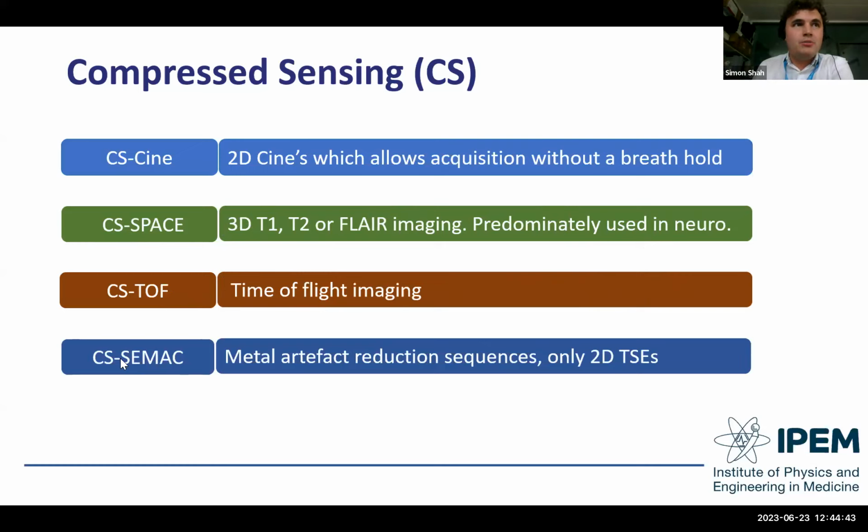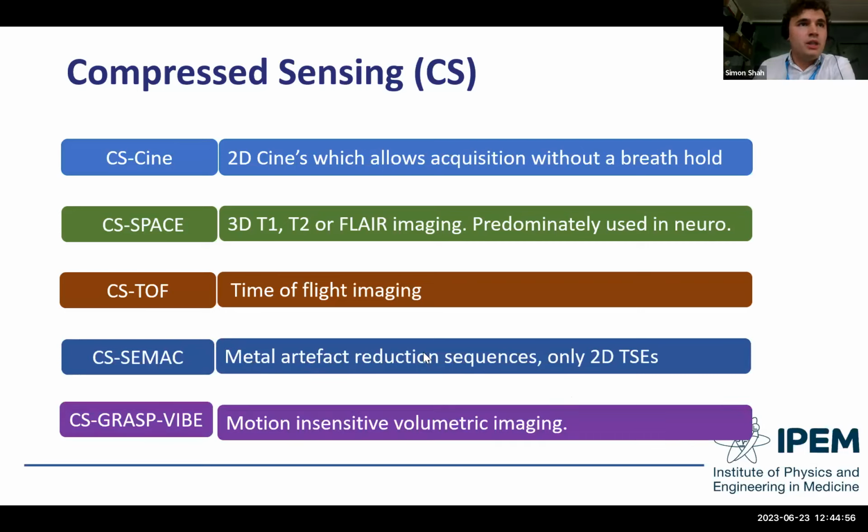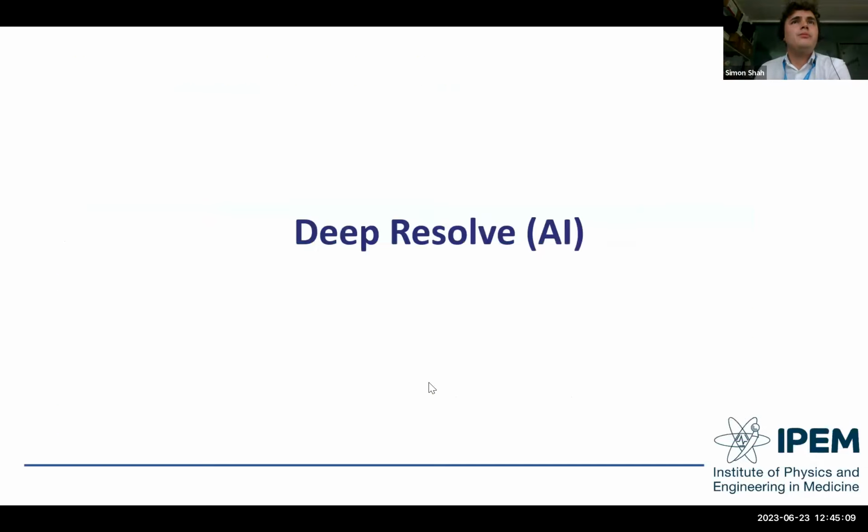Separately, we have compressed sensing for CMAQ, for metal artifact reduction sequences. These might be beneficial for sites doing lots of MSK metal work, where CMAQ is inherently very long. And then we've also got CS GROSP VIBE, which is for motion insensitive volume imaging. I'm not going to touch on this, but it inherently has uses in perfusion imaging or abdominal imaging for contrast. And then finally, Deep Resolve. Siemens package things up and call things Deep Resolve, and then they have spin-offs. It's marketing, I'm sure.